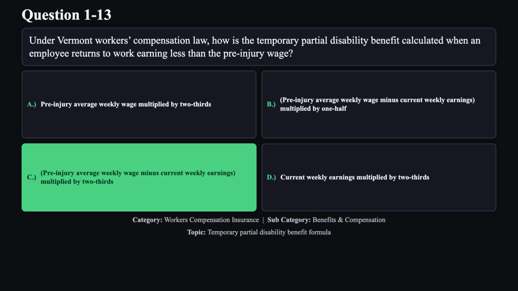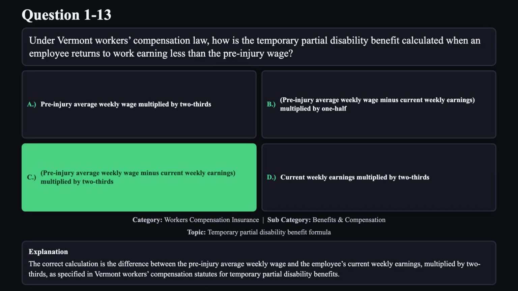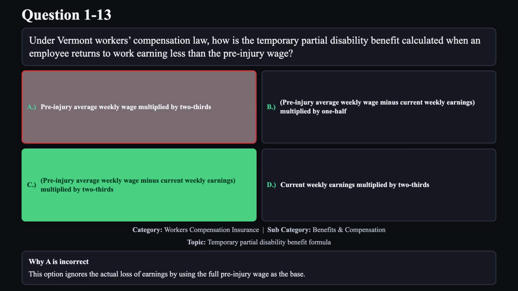The correct answer is C. The correct calculation is the difference between the pre-injury average weekly wage and the employee's current weekly earnings, multiplied by 2/3, as specified in Vermont workers' compensation statutes for temporary partial disability benefits. Reason A is not correct. This option ignores the actual loss of earnings by using the full pre-injury wage as the base.